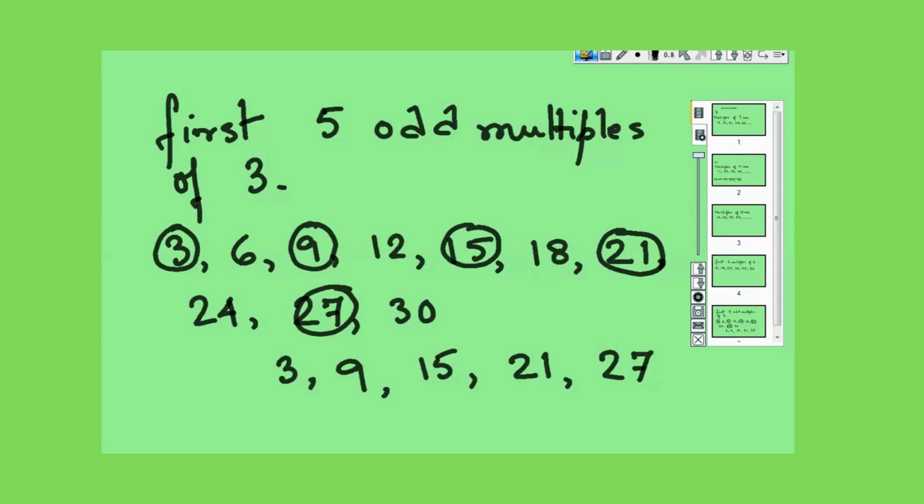I hope factors and multiples are clear. Next topic would be prime numbers and composite numbers, and maths terminologies related to that.